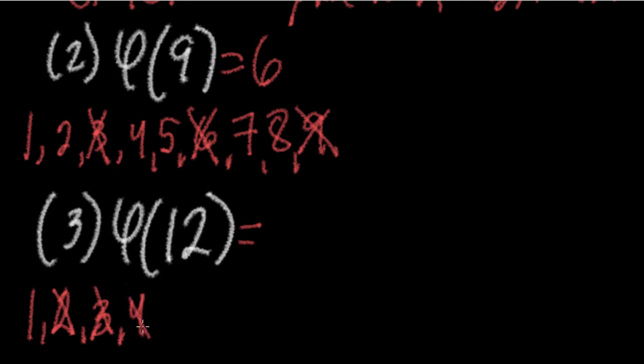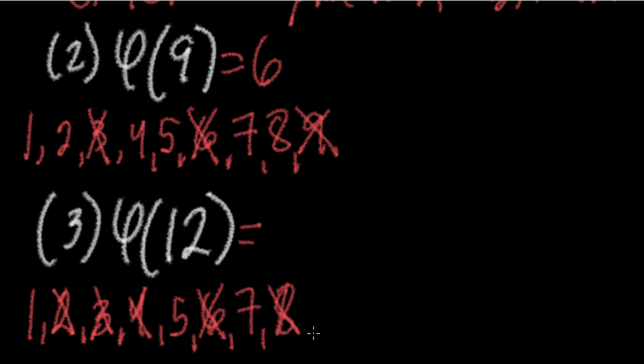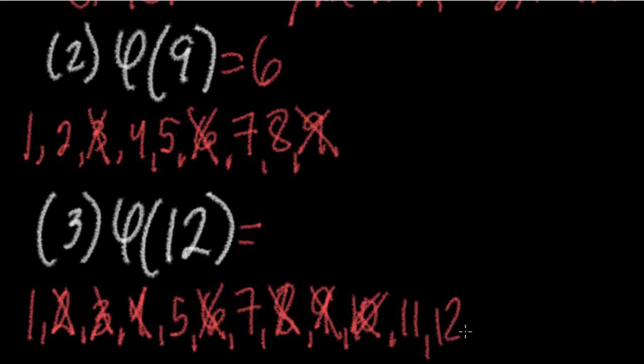4 is not, since it has a common factor of 2. 5 is a yes. 6 is not, because of the common factors 2 and 3. 7 is yes. 8 is not, because of the common factor 2. 9 is not, common factor 3. 10 is not, common factor 2. 11 is a yes, and 12 is not. So how many? 1, 5, 7, 11, that's 4. So the phi of 12 is 4.